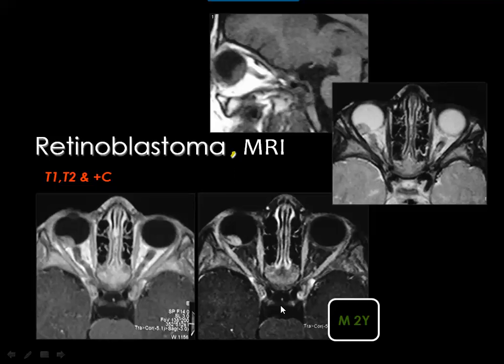Actually, the value of fat suppression techniques is not so much for evaluation of ocular lesions, especially if the lesion is confined to the globe. The lesion shows intermediate signal in T1 and also intermediate signal in T2 with homogeneous contrast enhancement.